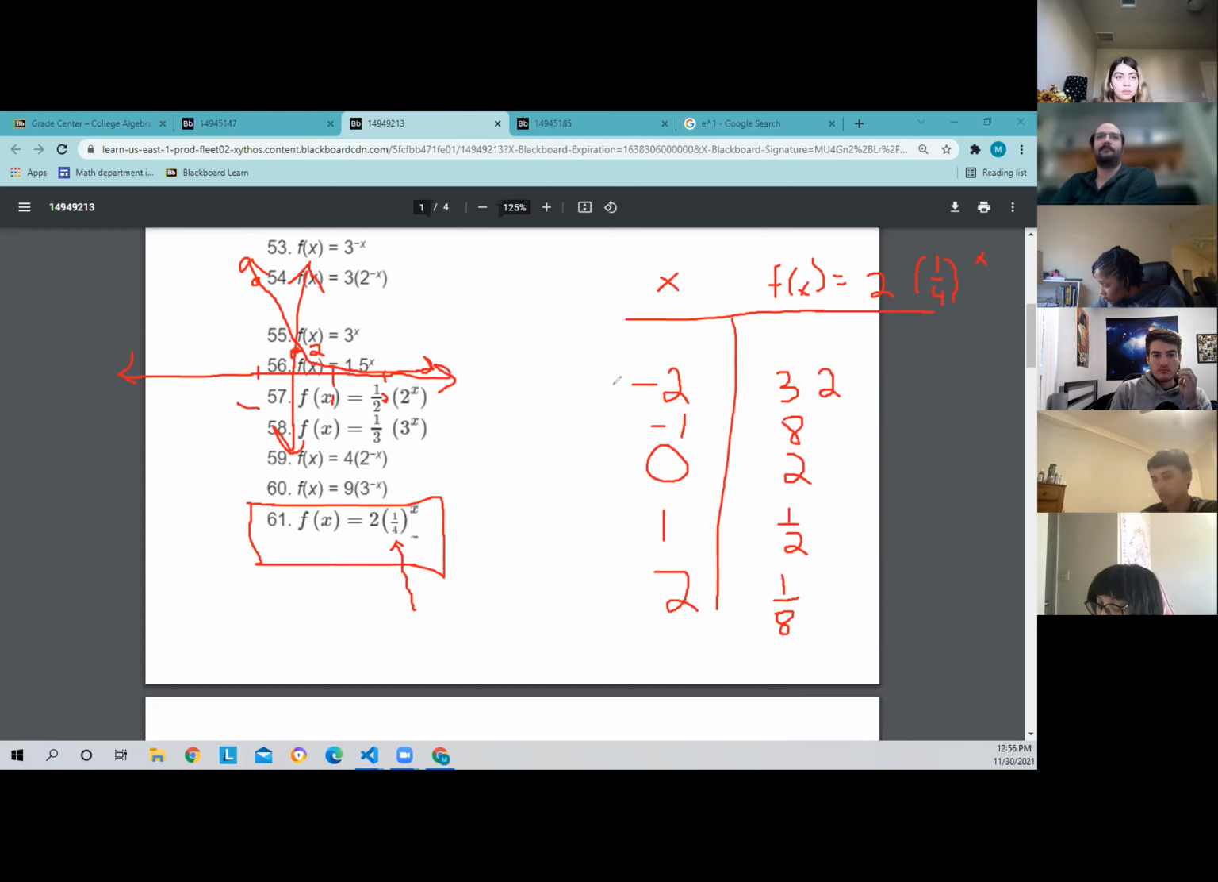Could you explain one more time how you got 32? How we got 32? So, 2 times 1/4 to the -2. I want to take care of that negative exponent first. And so how do I take care of this negative exponent? Flipping it. I flip it. So instead of 1/4, this is what? 4/1, or just 4?